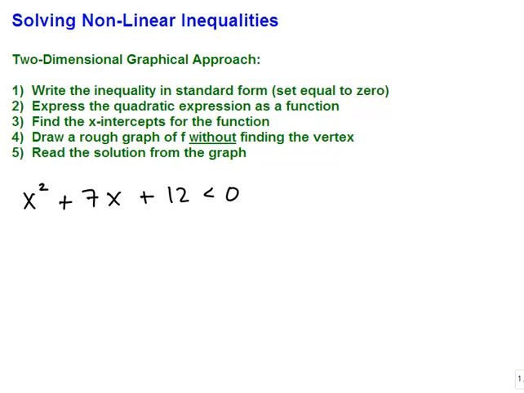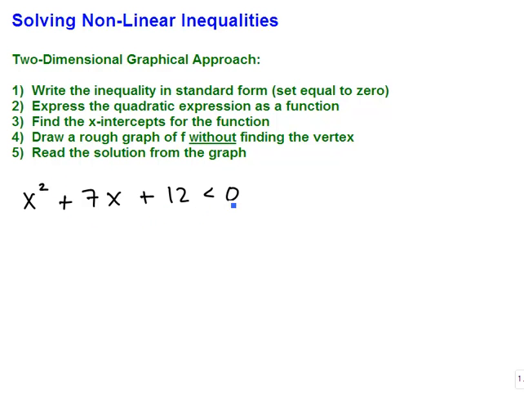In the first method that we're going to talk about, called the two-dimensional graphical approach, this is only going to apply when you're working with quadratic inequalities. So you want to see an x squared involved. If you have anything other than an x squared, then this method probably isn't going to be your best method. The first thing you want to do is get a 0 on one side of your inequality.